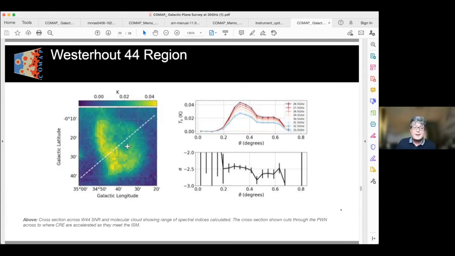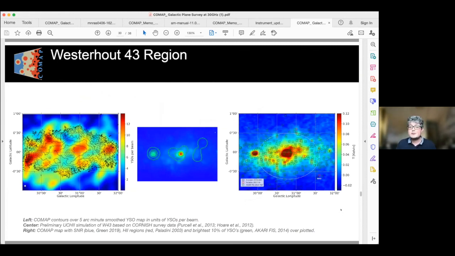Moving on to the next slide, we can see more on the Westerhout 43 region, which I just wanted to mention really because it's going to be the subject of the first paper, the first galactic science paper for Comap. And within that, we do have a lot of sources that we can really dig into. On the left, you can see a smooth bin map of YSOs. In the middle, that's Cornish data, a simulation of UCH2. Then on the right side, we've got the top 10% of brightest YSOs, H2 regions, and supernova remnants within the W43 region. So again, it's quite an interesting and busy region.